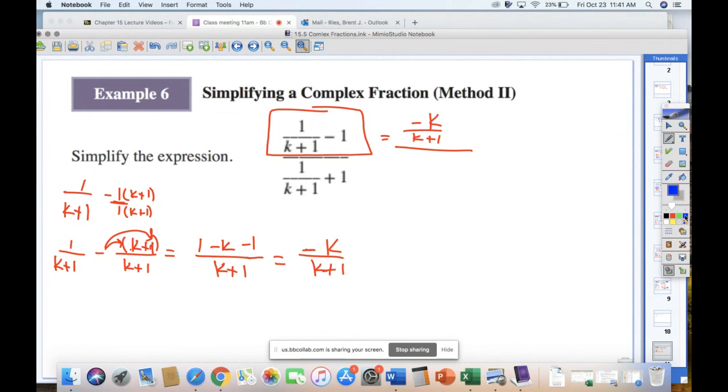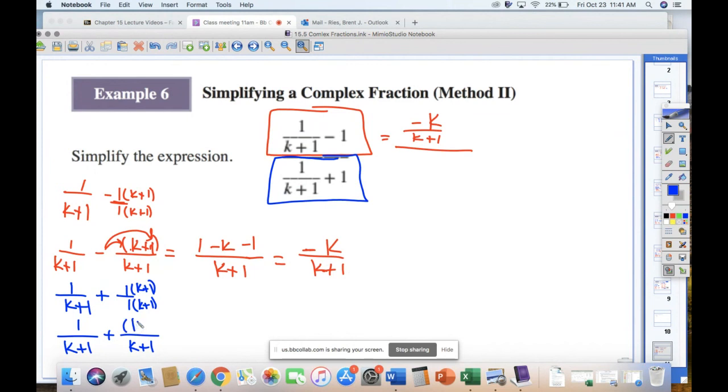What is that divided by? Well, it's going to be divided by a simplified version of this denominator. Similar process, 1 over k plus 1, plus 1. I'm going to make 1 a fraction by putting it over 1. Common denominator is k plus 1. So the first fraction, again, doesn't change. It's already got the common denominator. The second fraction, though, to go from 1 to k plus 1, I took it times k plus 1.